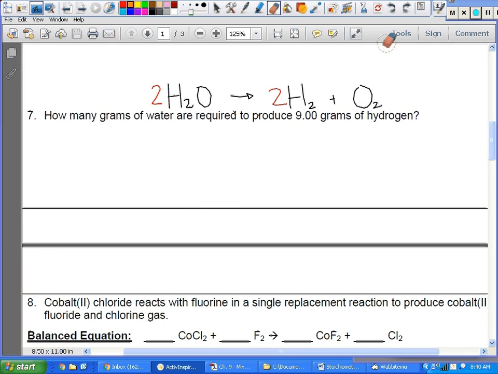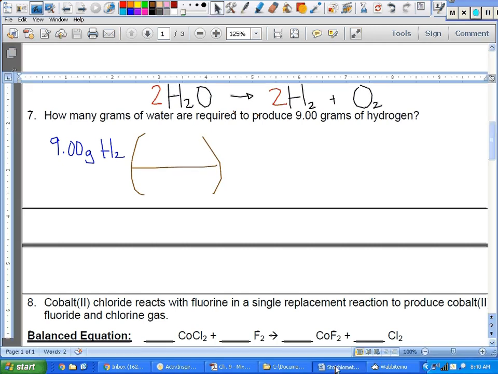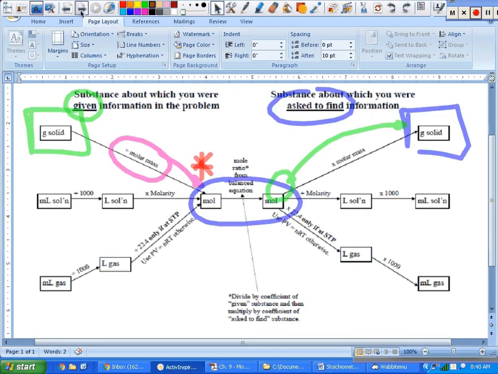All right, so we've been given 9 grams of hydrogen, and the question is how many grams of water are required. Now we're going from what step to what step? Grams to grams. So on this handy dandy sheet, it's already been highlighted and colored for us. We were given grams in green. We've got to go from grams to moles, then from mole to mole, and finally from mole to grams. So it's going to be 3 steps.